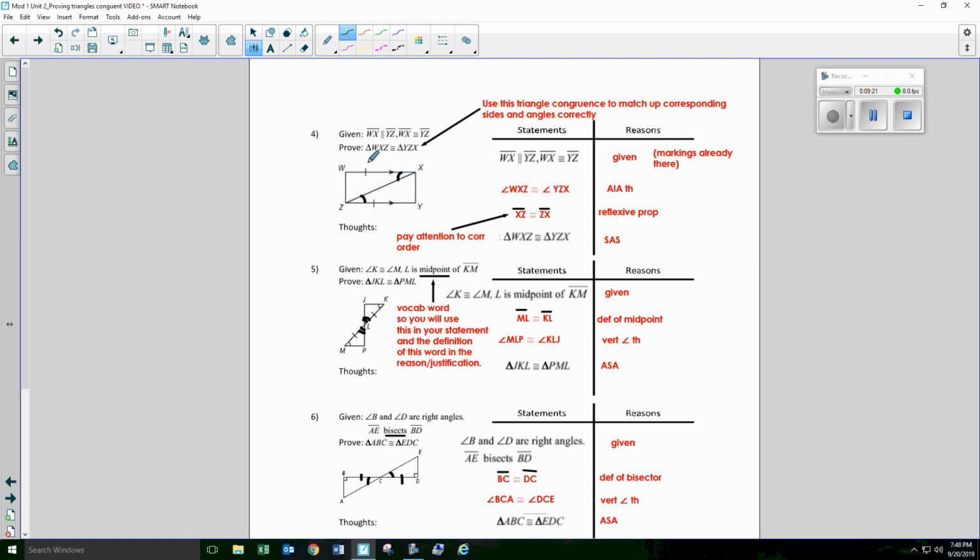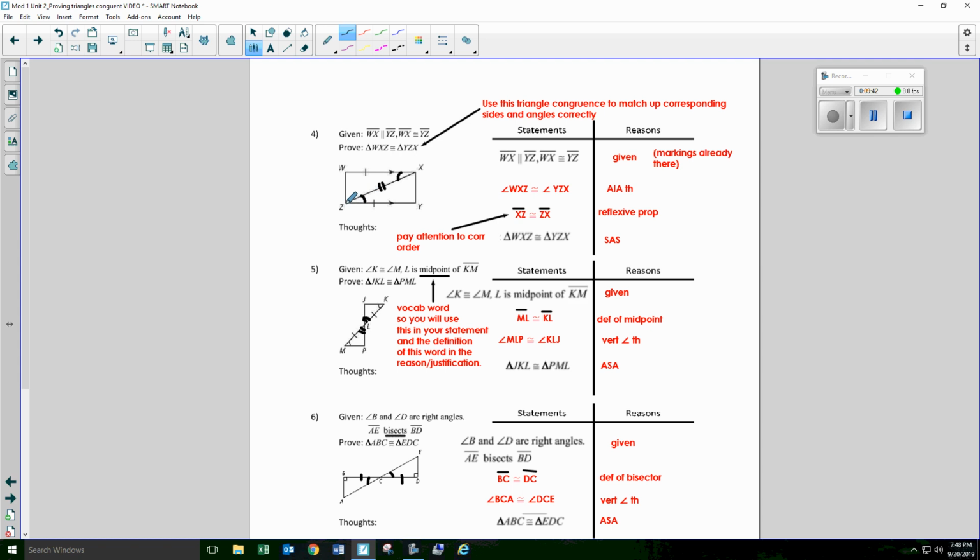WXZ. See, here's my corresponding order I'm going to use, WXZ. That tells me to match that up with YZX, which is what I have here, AIA theorem. Okay, so now I have an S and A. Well, don't forget, when I have a shared side, I automatically should be thinking reflexive property of congruence.